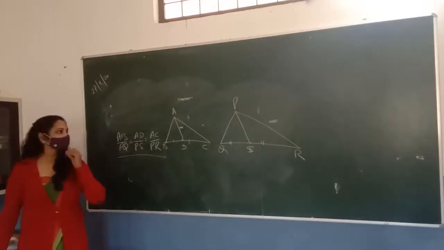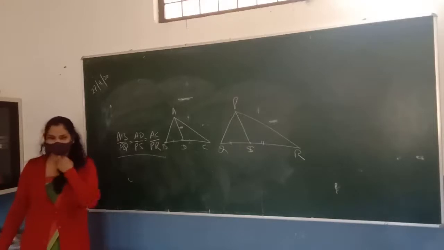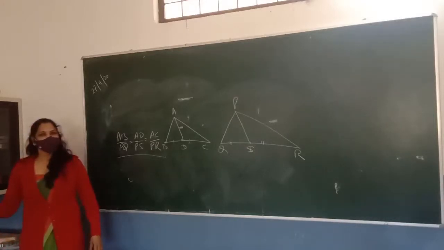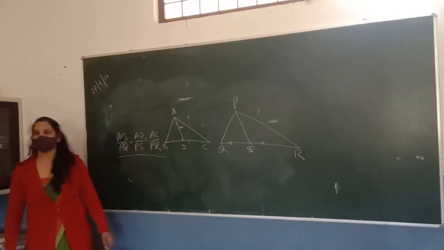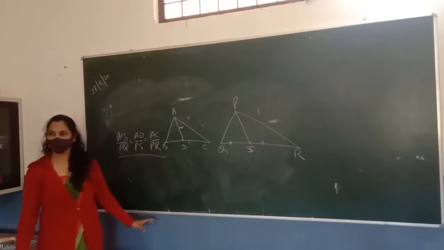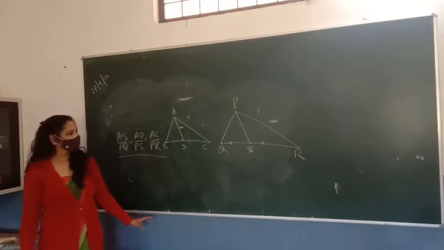Construction. Yes, you need a construction here. Only one. Good. Siddhanshu? Ma'am, draw a line equal to PS and AD.